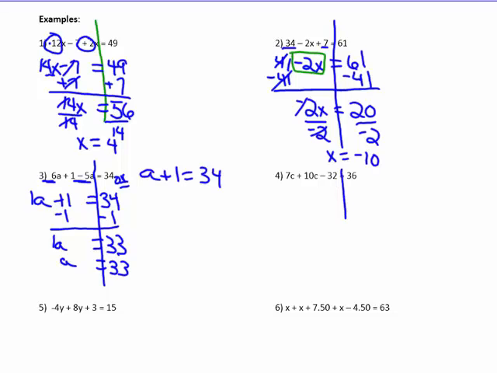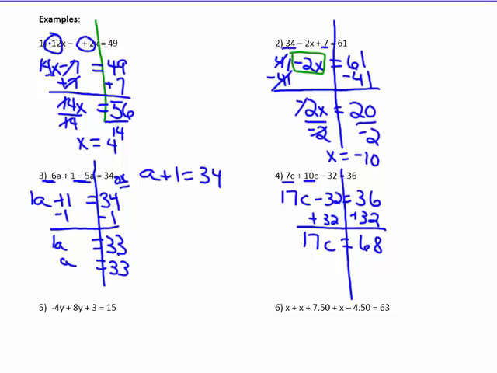All right, we're going to do one over here. So now, line through the equal sign. So now I have to put my like terms together. This time it's the variable again. So 7 plus 10 is 17c minus 32 equals 36. All right, now we're going to add 32. So 17c equals 68. Divide by 17, so c is equal to 4.